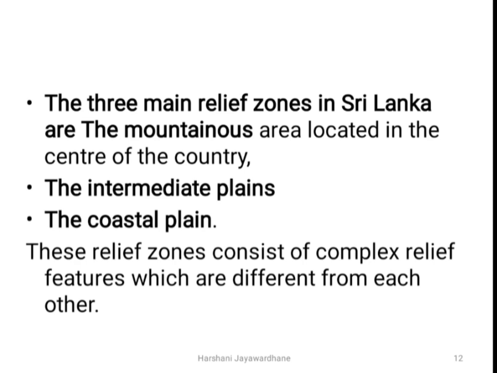Before explaining the intermediate plain, I will explain the coastal plain. The coastal plain means the land area around the sea, very close to the sea. The area between the mountainous area and the coastal area is known as the intermediate plain. These relief zones consist of complex relief features, because the features differ from area to area, that means zone to zone.